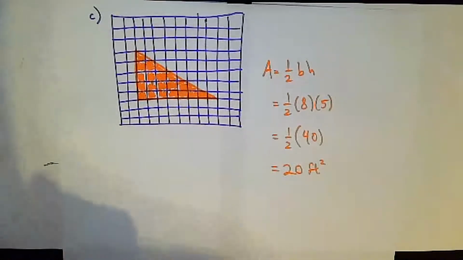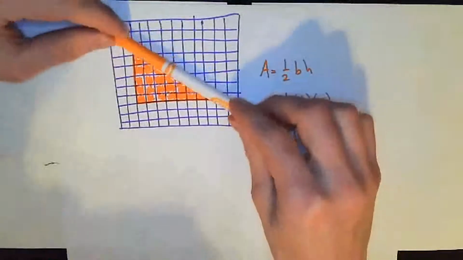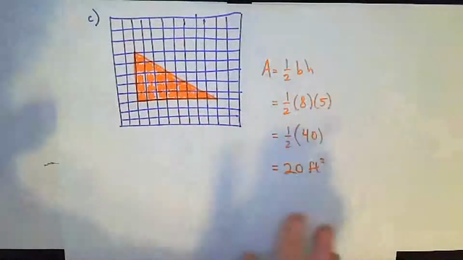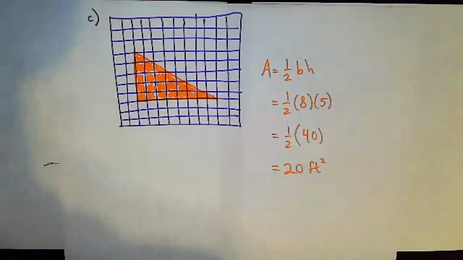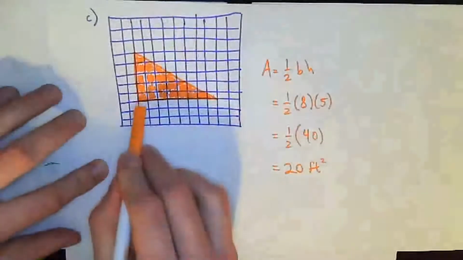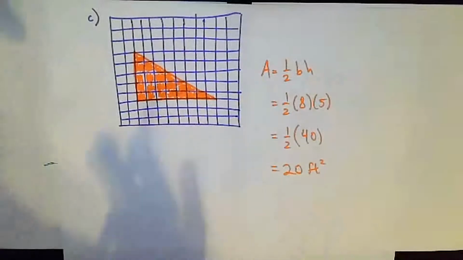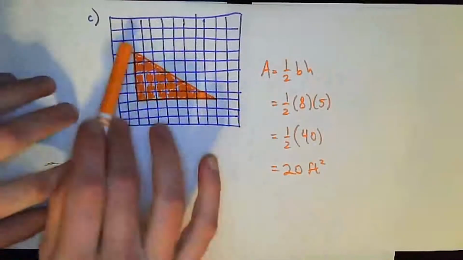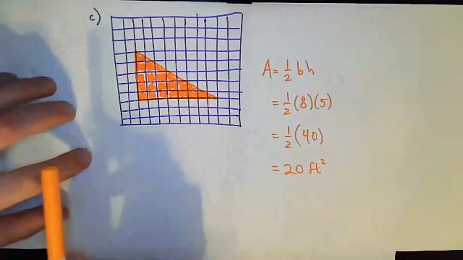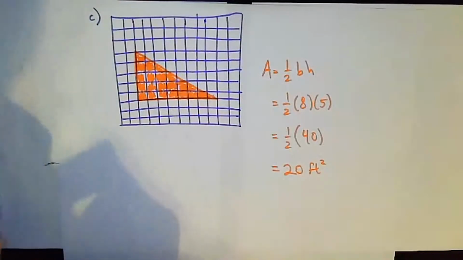Now also something to keep in mind is the length of this slanted line did not come into play with finding area, right? It was all about the horizontal and the vertical dimensions or measurements. The slant line would come into play if I wanted you to find perimeter, right? But I didn't ask for that here.